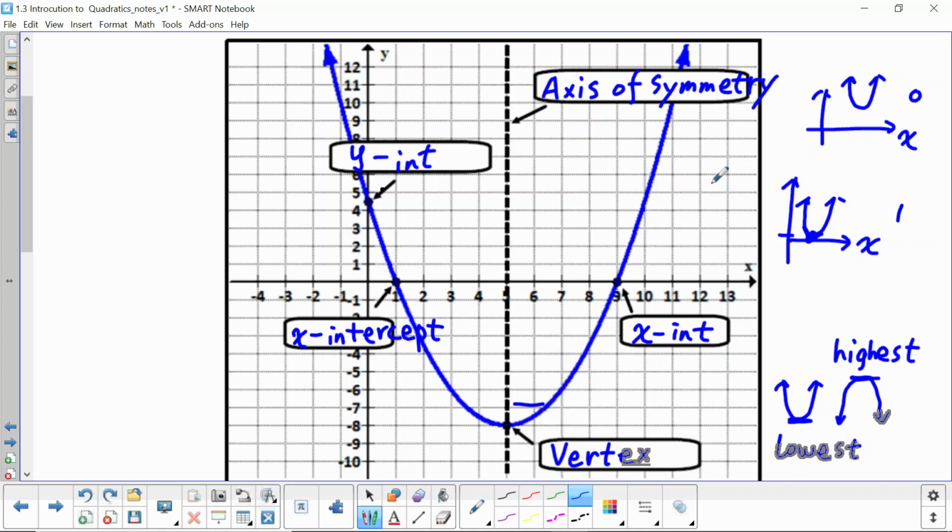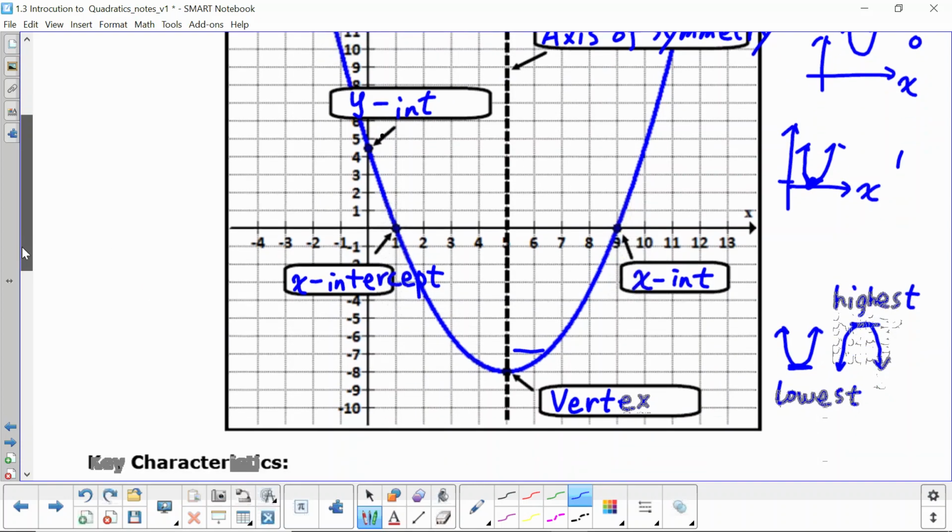Axis of symmetry. In short form, we write it as AOS, the first letter of each word, axis of symmetry. And this line divides the parabola into half. So if you turn the parabola 180 degrees, it will overlap with this side. So we call this one the axis of symmetry.